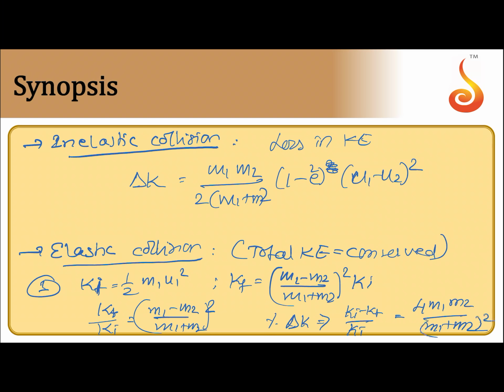I expect you to remember these results. I expect you to memorize these results as far as the change in kinetic energy is concerned, the fractional loss, etc. Because these are the equations which are worth remembering. You have to write these equations a couple of times to get good flow.